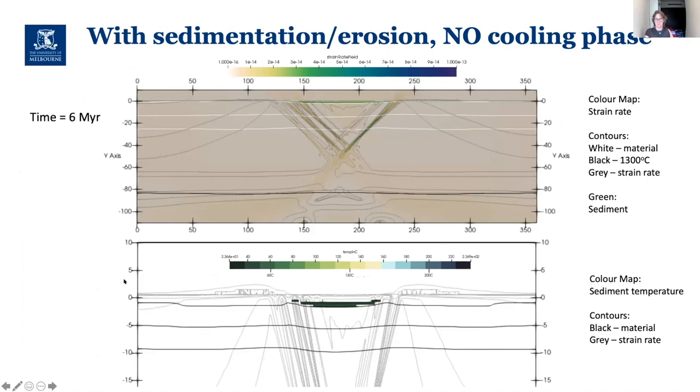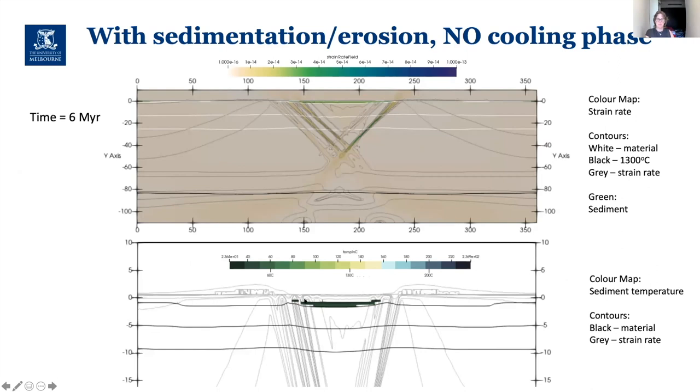Just to work through what's happening in this slide, because there's quite a lot of detail. At the top, we're looking at strain rate. At the bottom, we're looking at the temperature of the sediments. The sediments in the top profile are seen in this green here at the top. The white contours show the material. The black contour is the 1300 degree Celsius temperature contour. And the gray show different strain rate contours. Just to reiterate as well, as we evolve, we'll get more of the sedimentation.